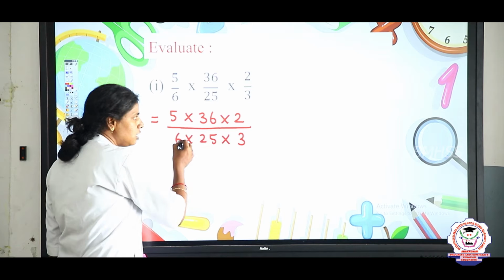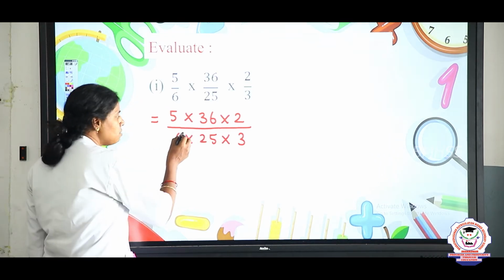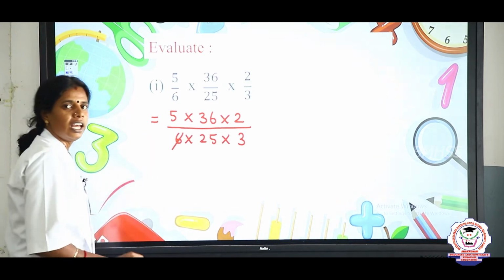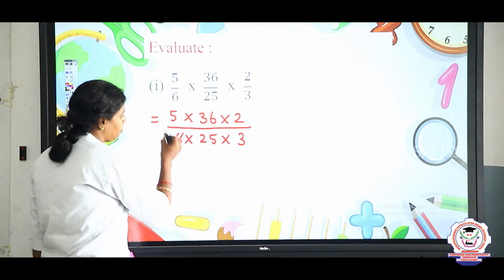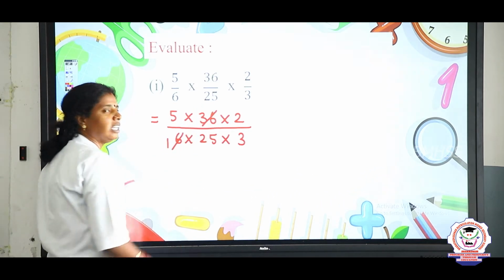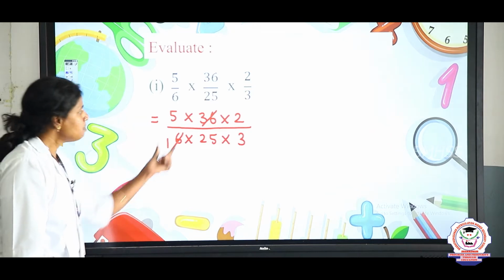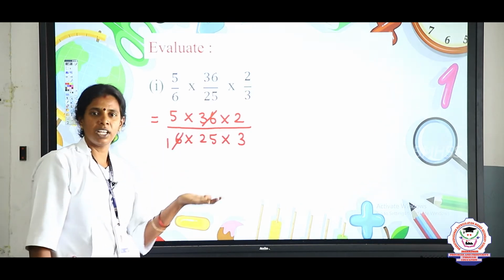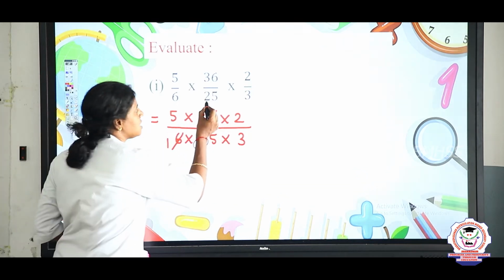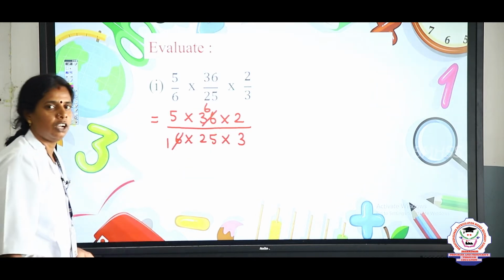So, we can cancel these two numbers. How many times can you cancel this 6? In the 6 table, 1 time. And how many 6s are there in 36? How many times, Vignesh? In the 6 table, how many times can you get 36? Yes, 6 6s are 36. Very good.